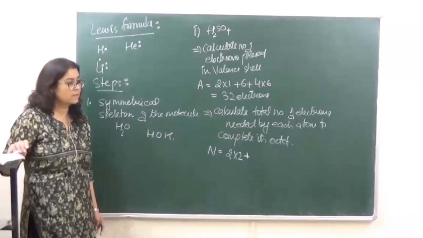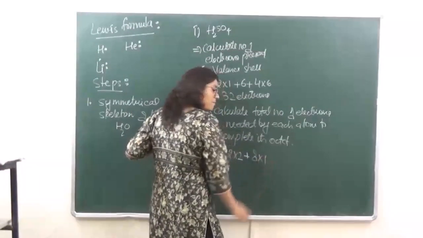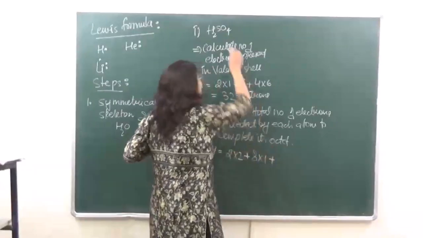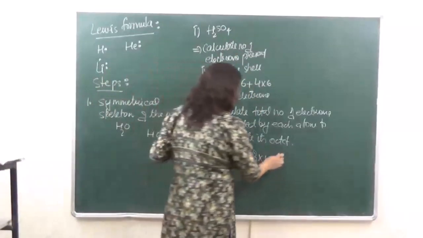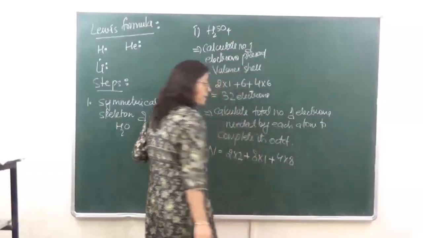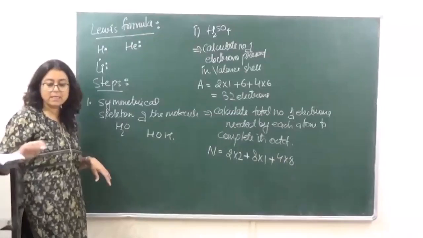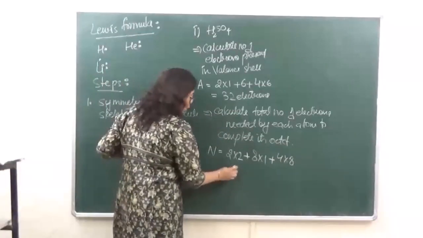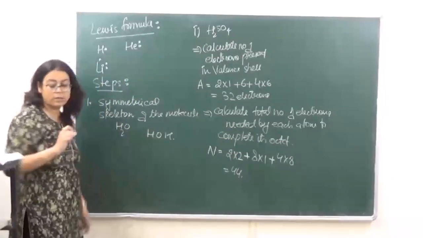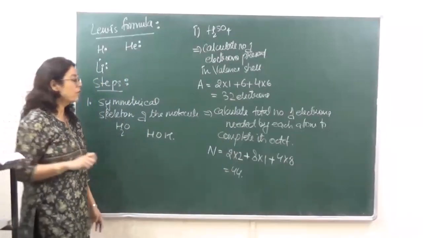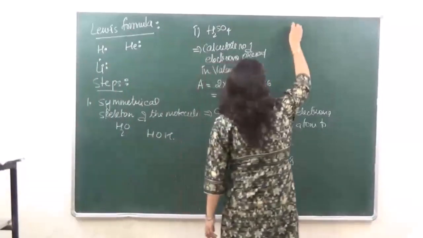That is 8. Right? So we have 1 atom of sulfur, plus oxygen also needs 8 electrons. So there are 4 atoms of oxygen, 4 into 8. Right? So when we are calculating this, this is coming to a total of 44 electrons to complete the octet. Then third, we have to calculate the total number of shared pair of electrons.